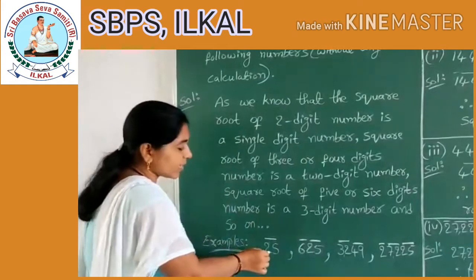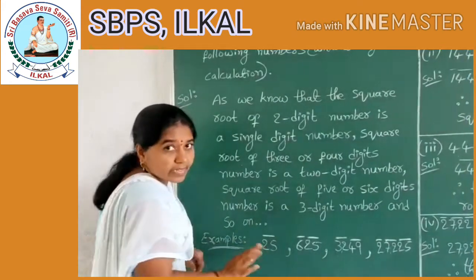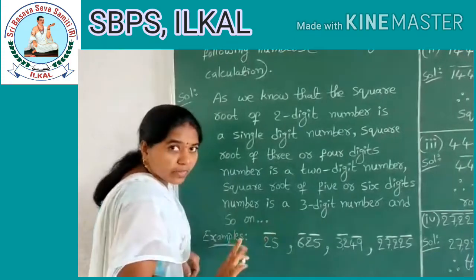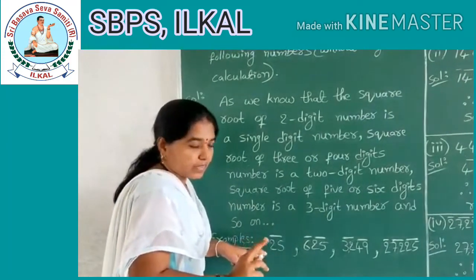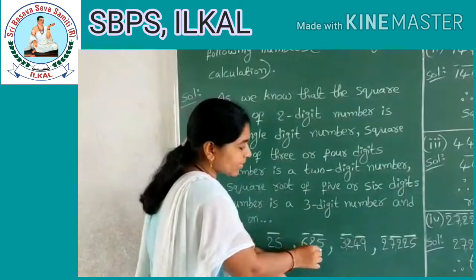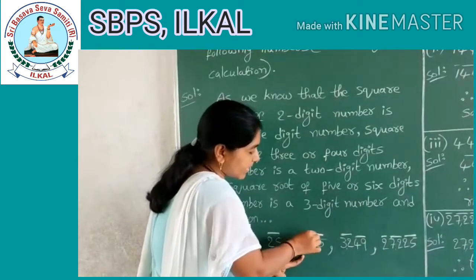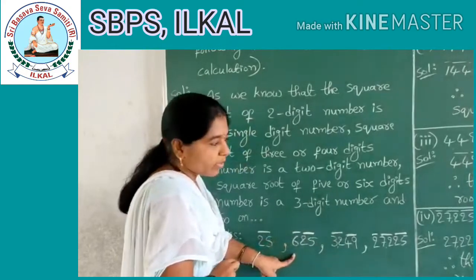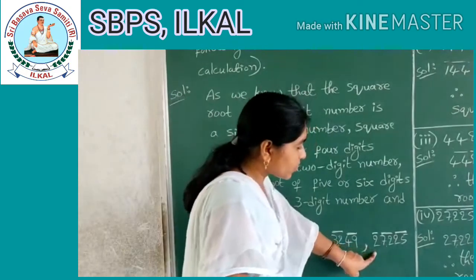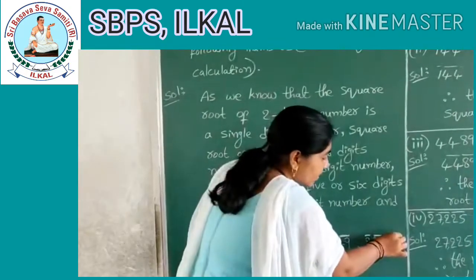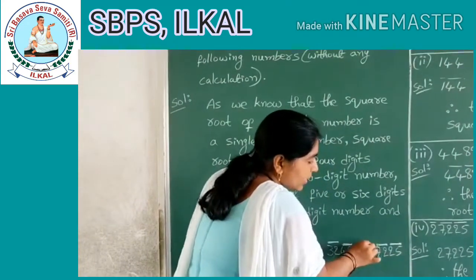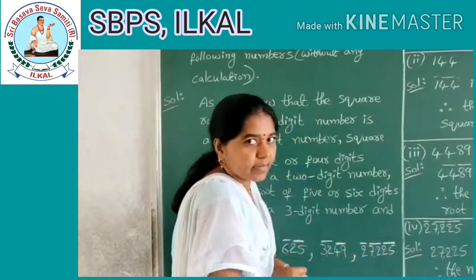For example, the square root of 25 is equal to 5. If it is a 2-digit number, we get a 1-digit square root. In the same way, 625: if it is a 3-digit or 4-digit number, we get a 2-digit answer. Now 27,225: from the right side onwards, when I put a bar over every 2 digits, 1, 2, 3, its answer will be a 3-digit number.